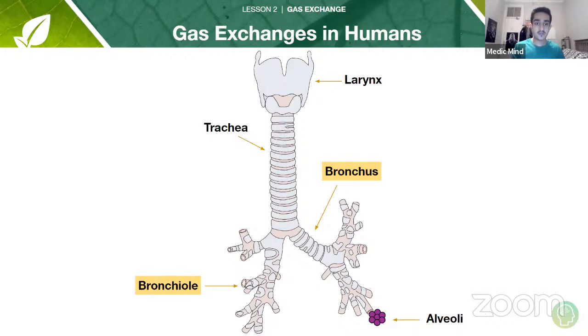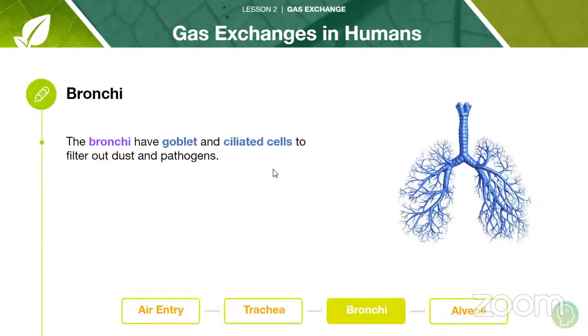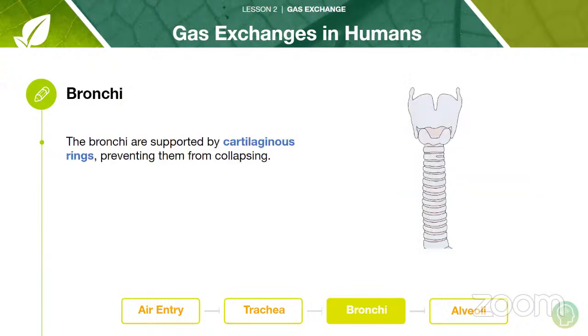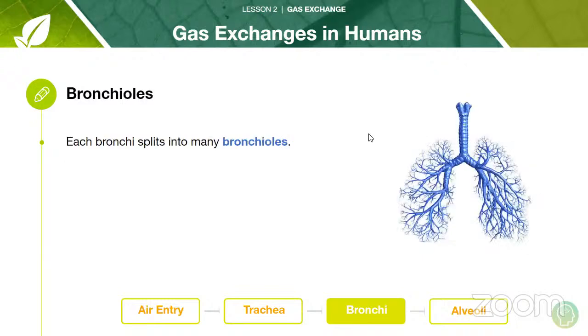Now, from your trachea, you have your bronchus and your bronchioles. Your main bronchi still have the ciliated epithelium to again help waft mucus and other pathogens away. Your bronchi are also still supported by cartilaginous rings because the air in the bronchi is still at very high pressures, which means they are still at risk of collapse. And each bronchus splits into many bronchioles.